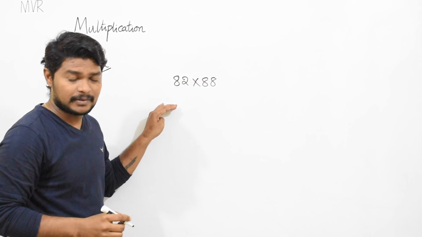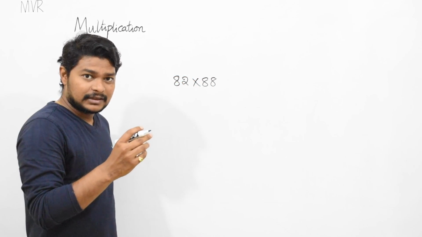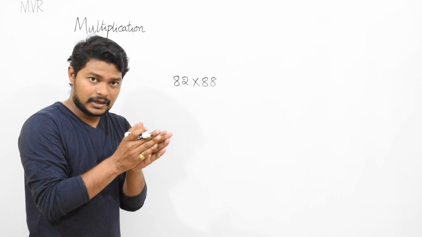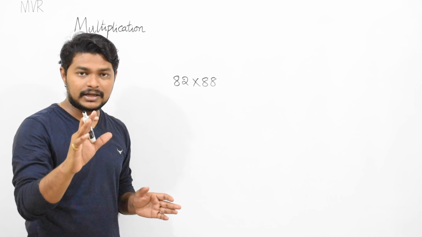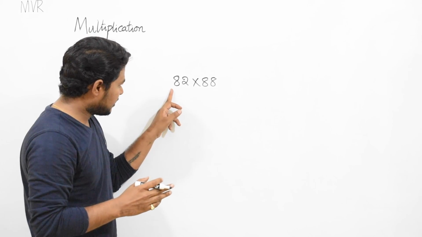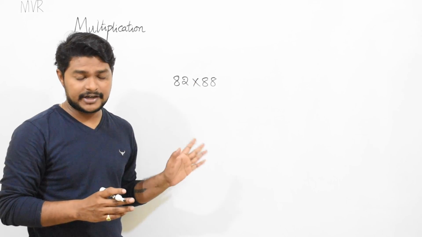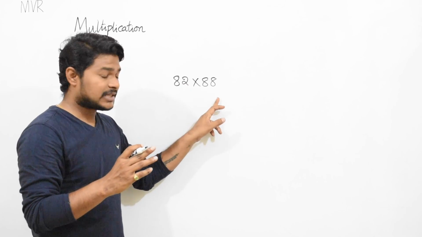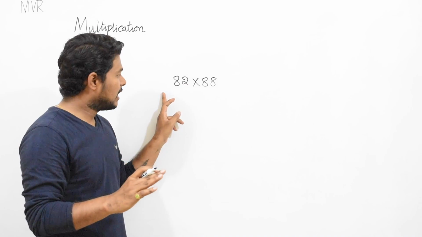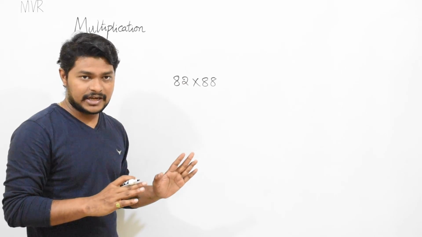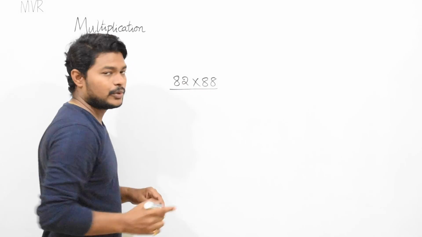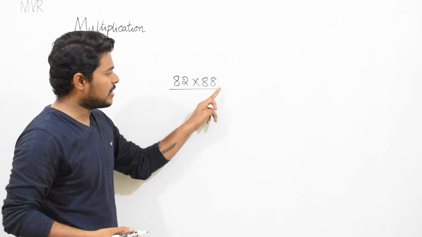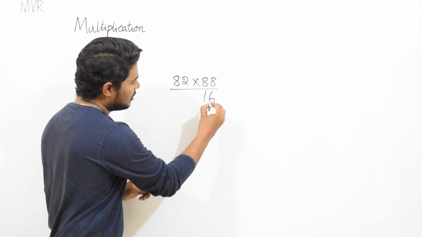If you observe this number, here the numbers in the units place, if you sum, the sum is equal to 10, and remaining in the tens place or hundreds place, the number is same. In that case, what you need to do is you multiply the units number, that is 2 into 8. 2 into 8 is 16.